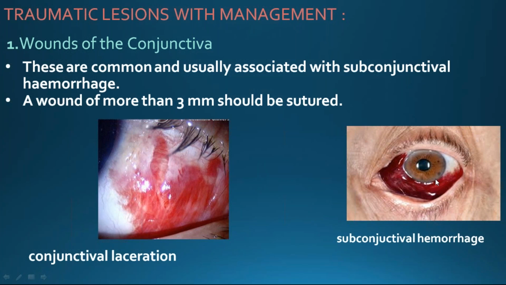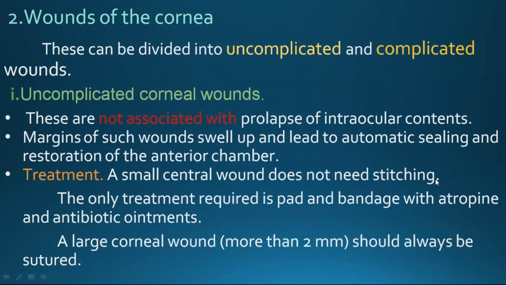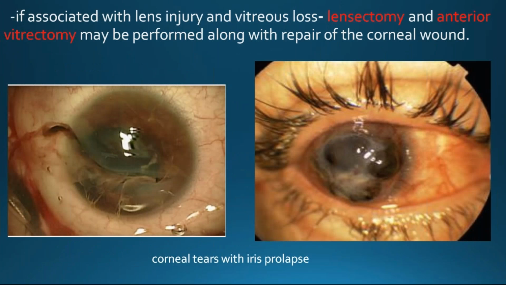Picture of subconjunctival hemorrhage. This is a corneal tear with iris prolapse. Both these pictures are corneal tears with iris prolapse. If the iris is normal, you have to give intracameral pilocarpine and suture the cornea. If the iris is sloughed off or damaged, you have to excise the damaged iris and suture the cornea. If there is any vitreous, you have to go for vitrectomy. If there is blood, we have to remove the blood.